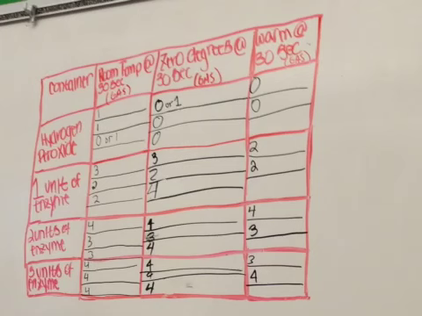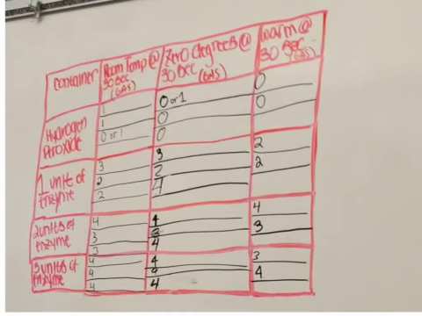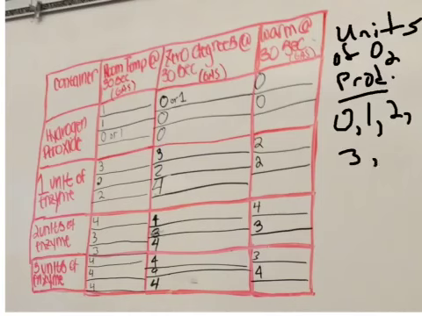So here's the class data for the experiment. And remember, we were looking at units of oxygen produced. And we were going to look at that as a relative measurement. So it was either going to be a 0, a 1, a 2, a 3, or a 4, depending on your observations and your gauge as to how much was produced over a given amount of time.